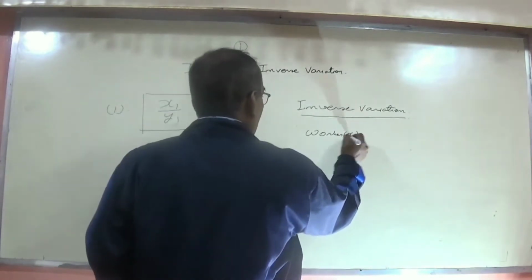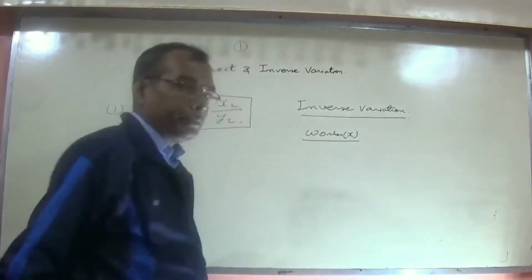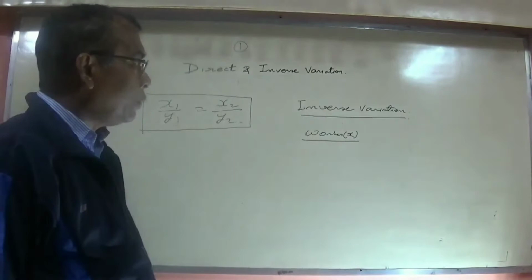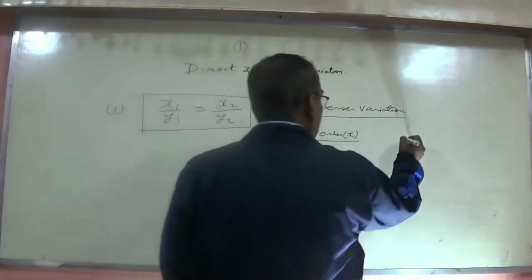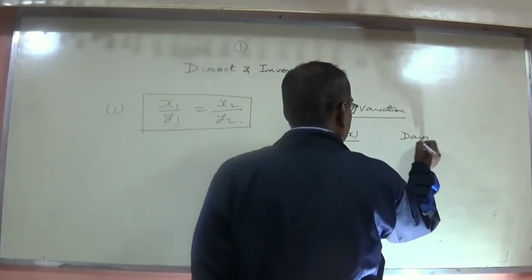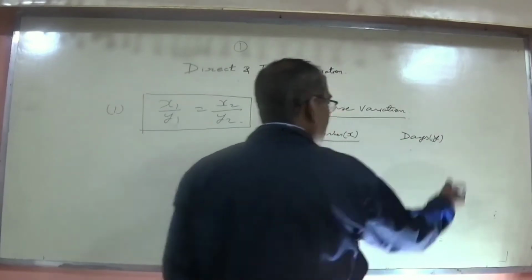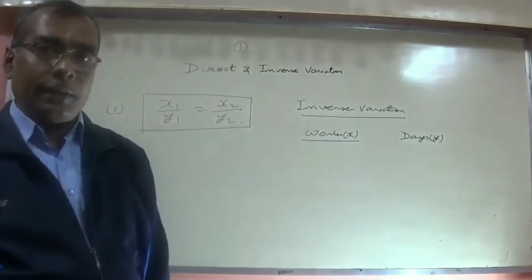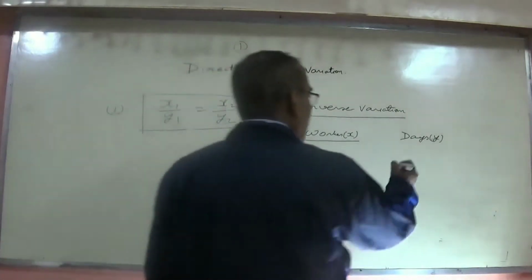That one I am going to denote by x. Now, instead of wages, I am going to give you another variation, that one is days. And I am going to give this one the variable y. Now, what is happening here?